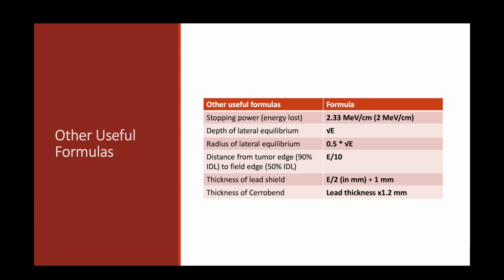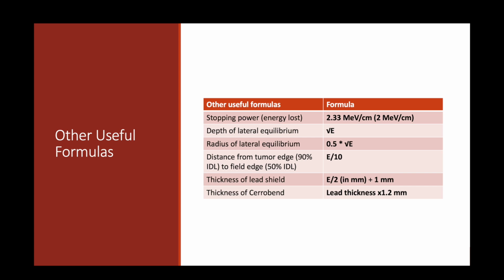so a 5.5 millimeter lead shield. And it's easy to remember that the unit is in millimeters, because if you think about a block of lead, think about using a 5.5 millimeter lead block versus a 5.5 centimeter lead block. It has to be millimeters, right? So lead is the only one of these formulas that yields an answer in millimeters. So the thickness of a lead shield is energy over 2 in millimeters plus 1 millimeter.